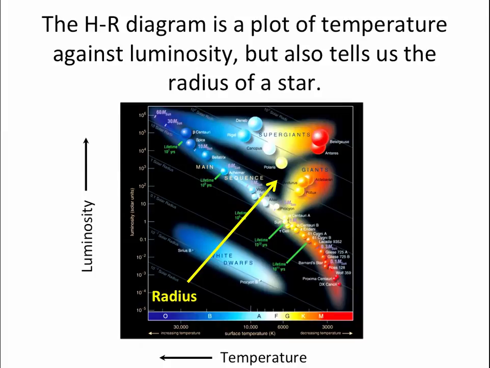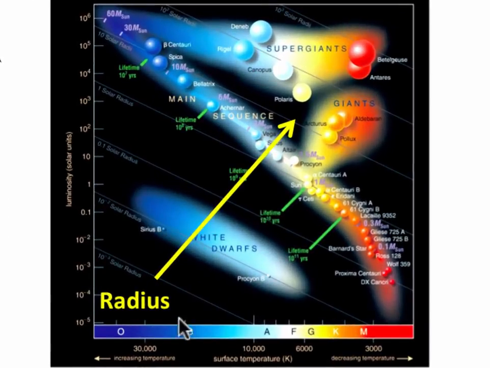So as we already said, on the Hertzsprung-Russell diagram, we can read off the radius of the star. As you go from the lower left to the upper right, you go from small stars to large stars. These diagonal lines here are lines of equal radius, so stars along these lines would have almost the same radius.